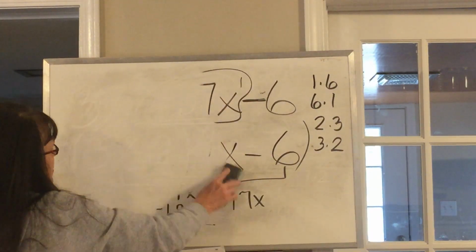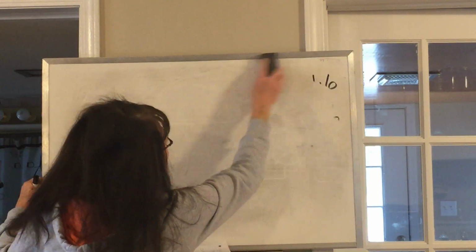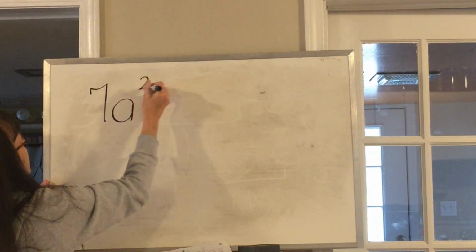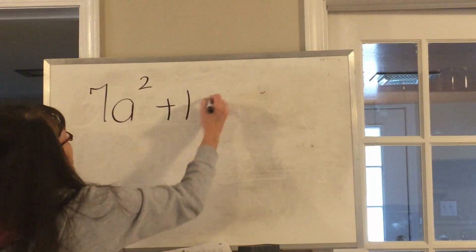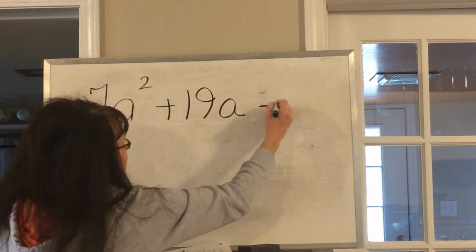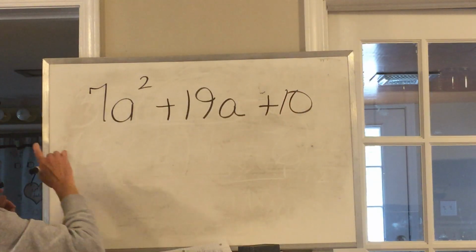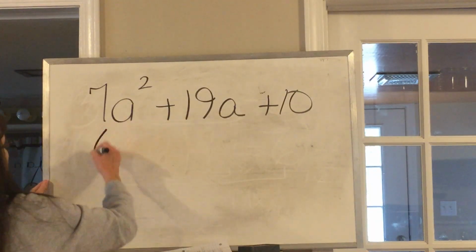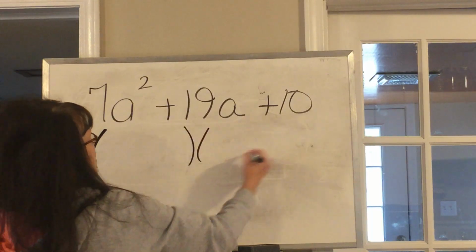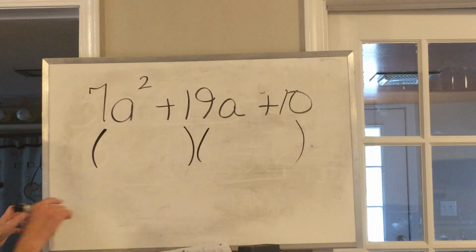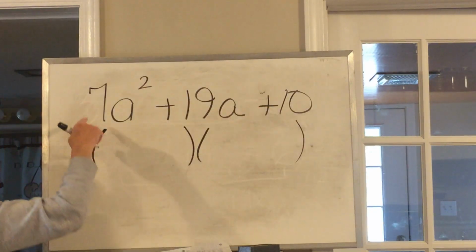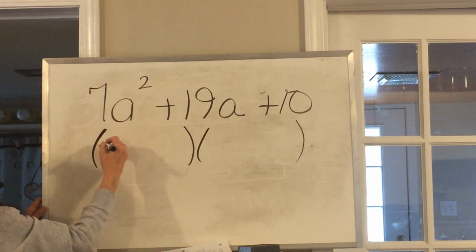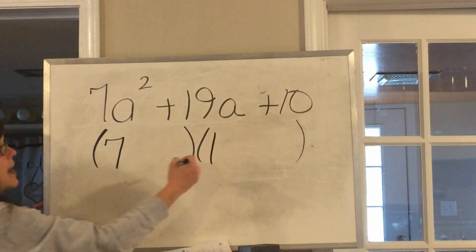Example 2 looks something like this. You've got 7a squared plus 19a plus 10. Okay, check for a GCF. It doesn't have one. And then you're going to start factoring. Open 2 sets of parentheses. Factor, skip, factor. So 7 is 7 times 1, or 1 times 7. But I'm going to use the 7 first and the 1 second.